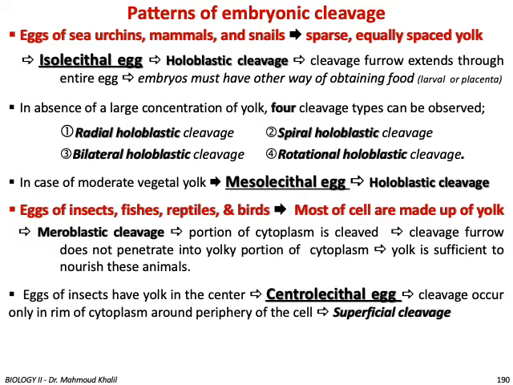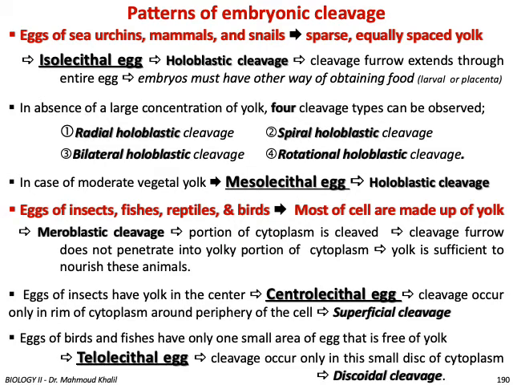Eggs of insects have yolk in the center. This is another type of egg called centrolecithal, in which the yolk is concentrated in the center. So cleavage occurs only at the rim of the cytoplasm. It doesn't penetrate into the inside of the egg. This type of cleavage is called superficial cleavage.